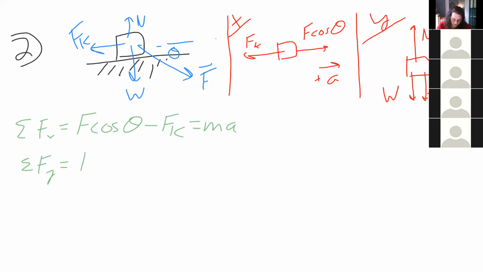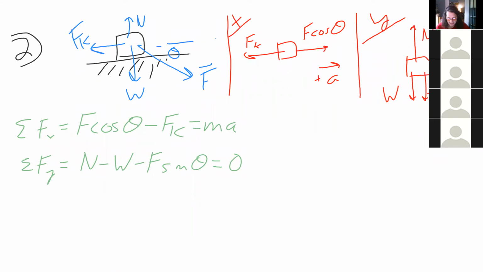Upward, we have the normal force, minus downward, we have a weight, minus downward, we have F sine of theta. Our block is accelerating along the ground. It is not accelerating up and down. So here we have force that's equal to 0.